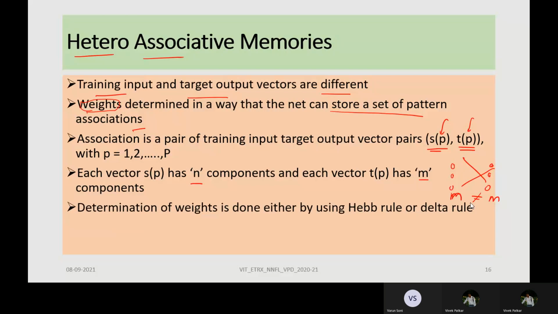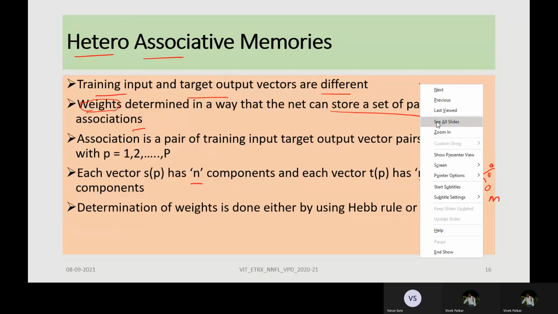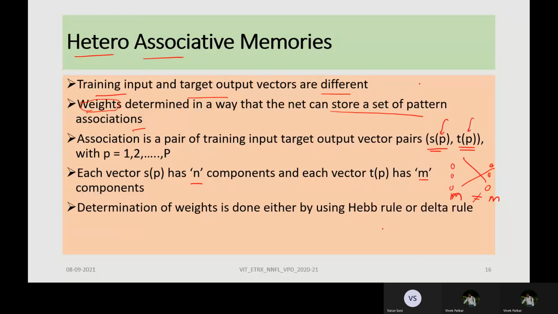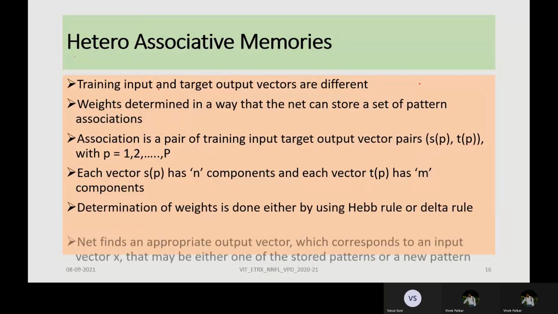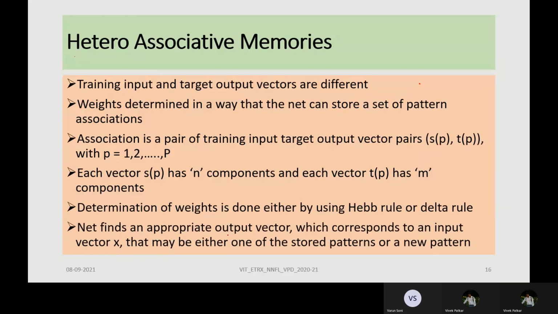So again, weight determination is done by Hebb's rule, which I just taught you in the beginning of this subject. Almost the second neural network we studied, Hebbian learning. Okay, so it will find the output vector which corresponds to an input vector x that may be either one of the stored patterns or a new pattern. Okay?